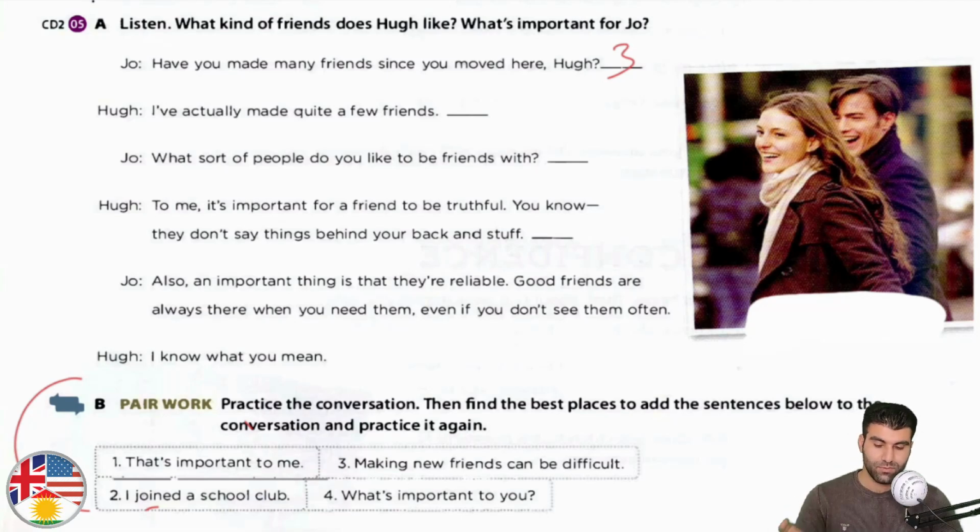Okay? So the next one we have is I've actually made quite a few friends. I've actually made quite a few friends. I joined a school club.